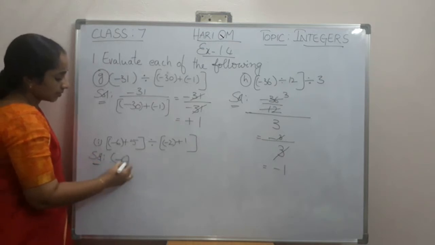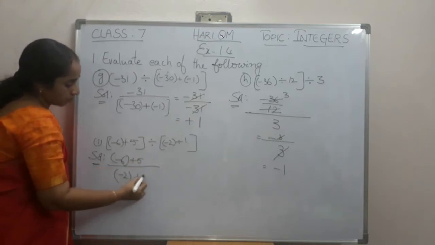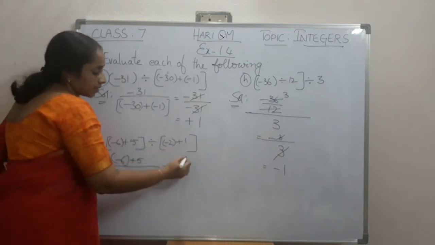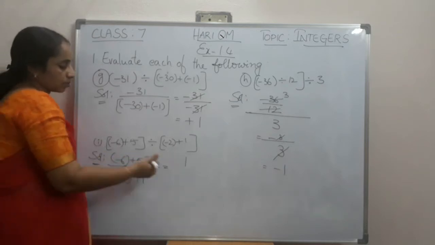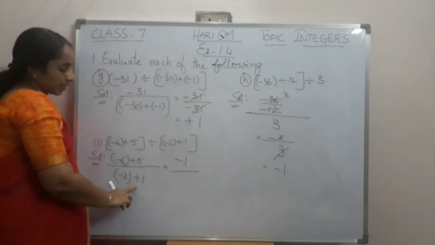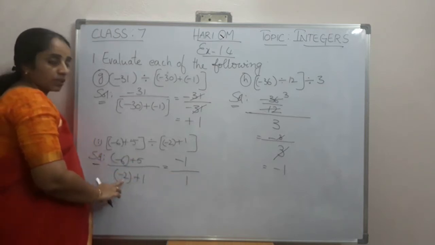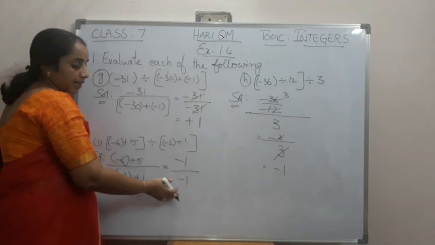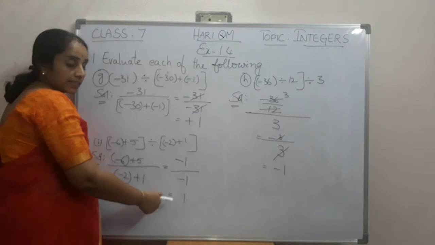Minus 6 plus 5 by minus 2 plus 1. Different signs, we have to subtract. By subtraction you will get 1. The greater one is 6, its sign is minus, so it is minus 1. Minus 2 plus 1, different signs, subtraction. Here the greater one is 2, its sign is negative, so it is minus. 1 by 1 is 1 only. Minus by minus is plus 1.